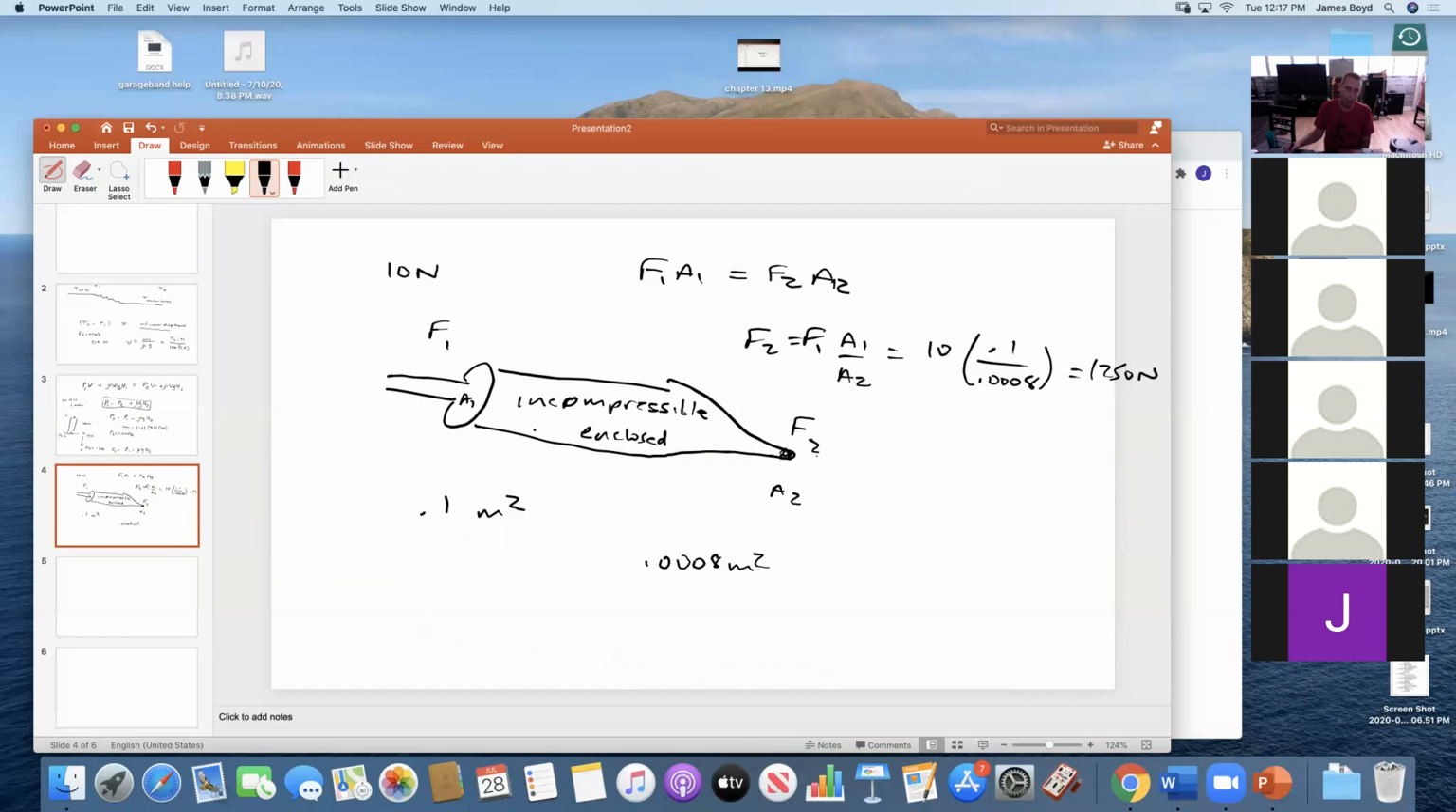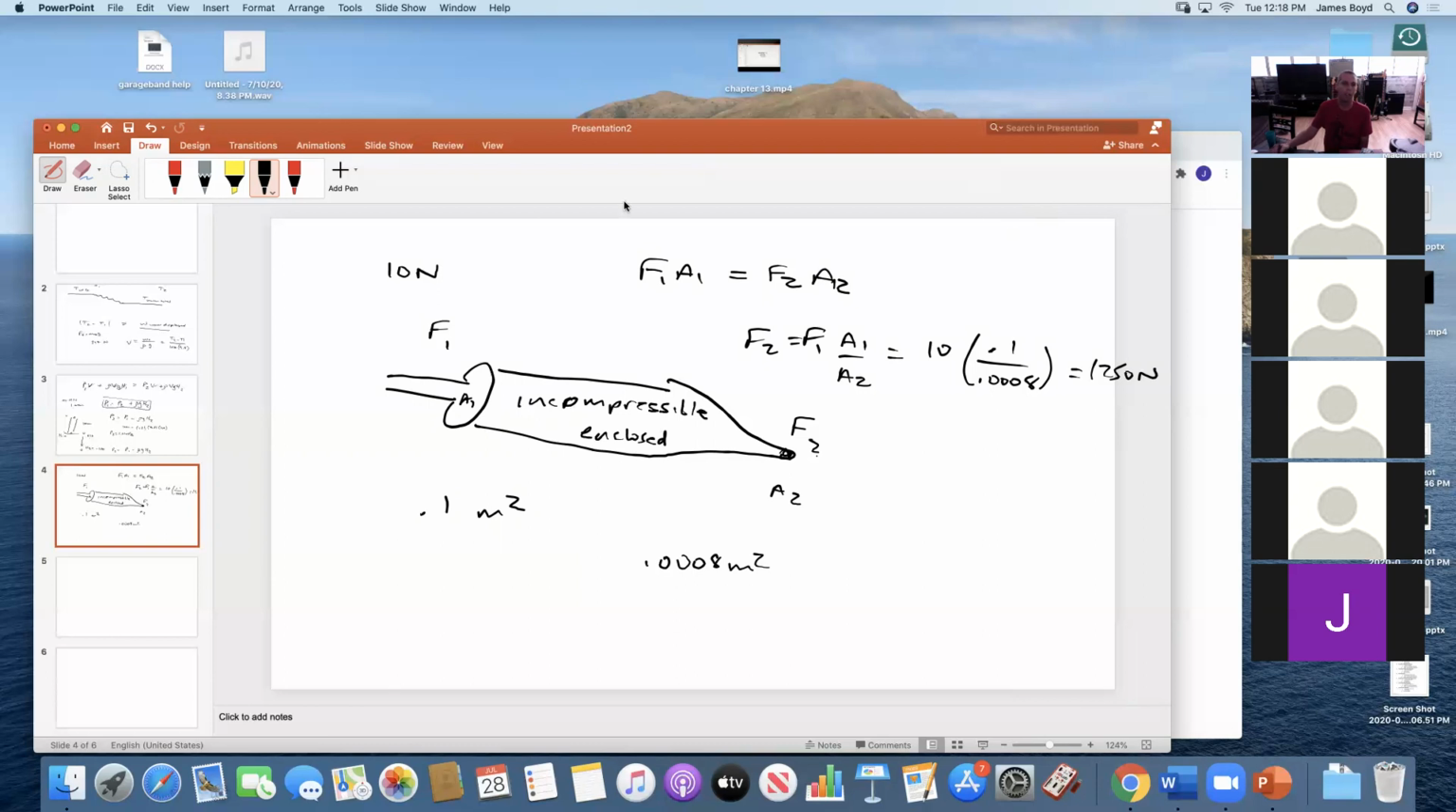That's a hydraulic lever, or Pascal's principle. It's super useful in some contrived examples because you always have to have an enclosed volume and one way in, one way out to use it. I mean, I guess you could have multiple ways out, but essentially it just relates force times area at 1 is equal to force times area at 2.